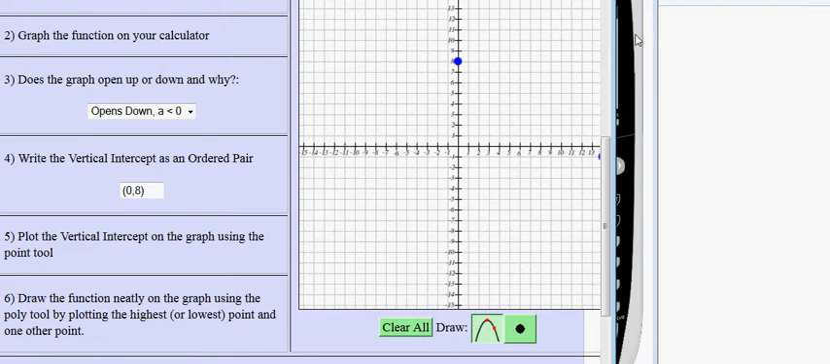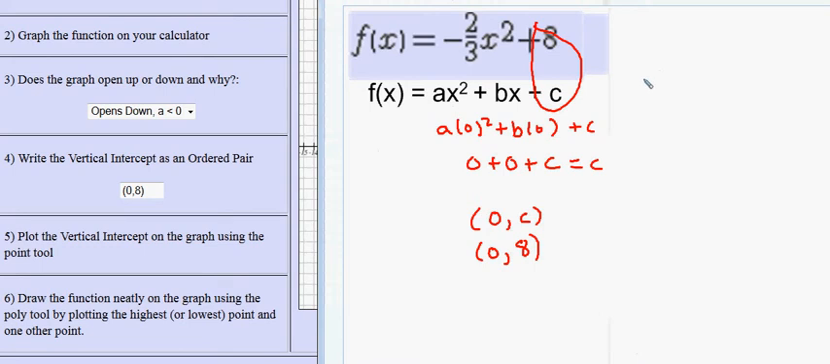So depending on where you're at in the class and who your instructor is, you're either using the graphing calculator's max or min feature to get the highest or lowest point, or you're using the negative b over 2a formula. So I'm going to use the negative b over 2a in this one.